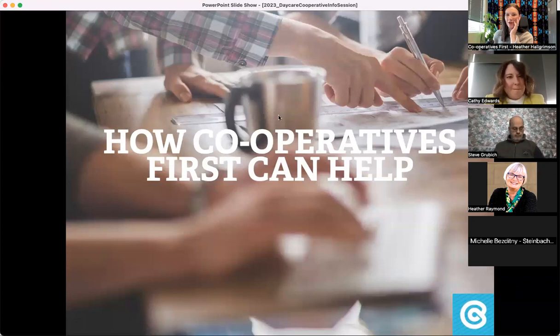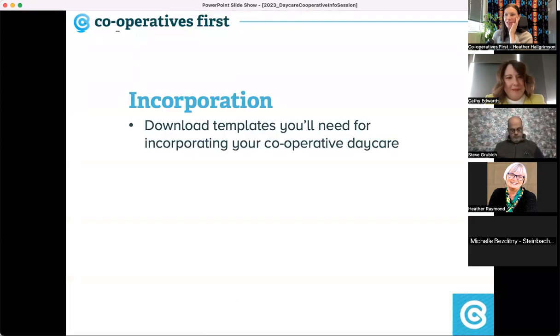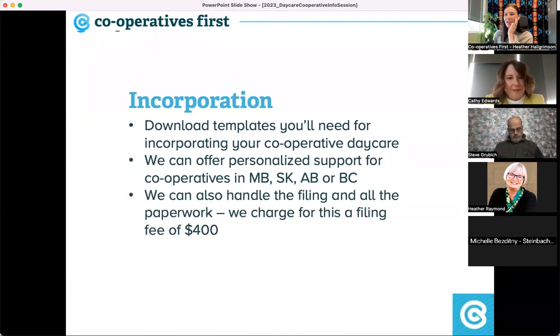Well, this is specifically how we can assist projects. I think I've mentioned this a few times, but we've taken a slightly different angle with the daycare support than we typically do. We typically have three buckets of support: assistance with incorporating a cooperative, business planning and feasibility support, as well as governance training and support. Those are our three pillars of support.